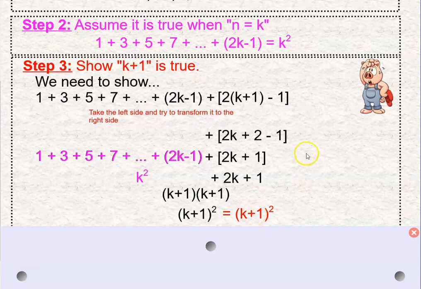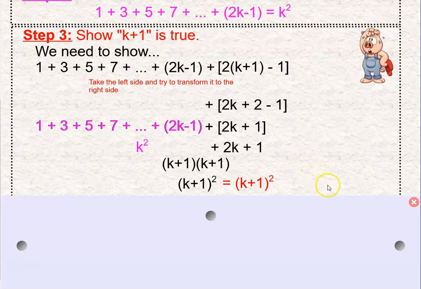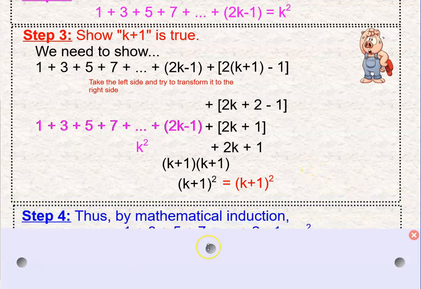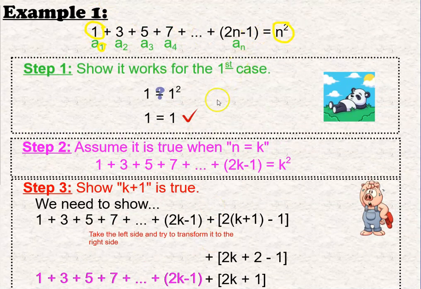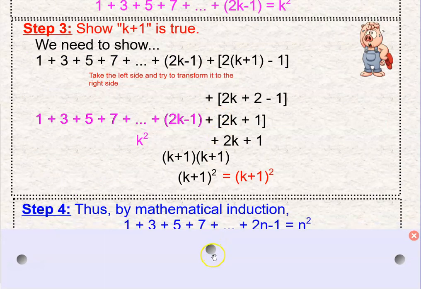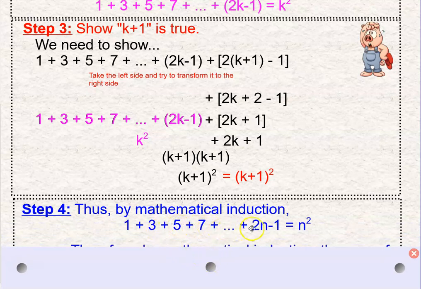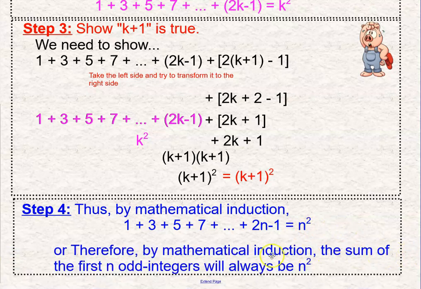Wow! So this means that we can now go to step 4, and step 4 is simply where we say, thus, by mathematical induction, and we go all the way back up here and repeat the initial proposal, and that is that 1 plus 3 plus 5 plus 7 plus blah blah blah plus 2n minus 1 is equal to n squared. And if you want to be fancy and rephrase that, we're really saying, therefore, by mathematical induction, the sum of the first n odd integers will always be n squared.